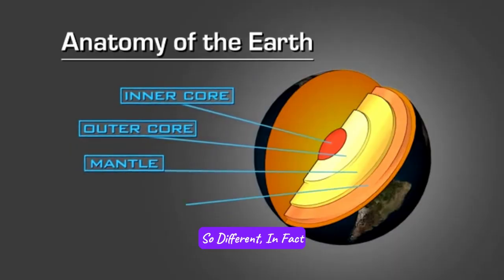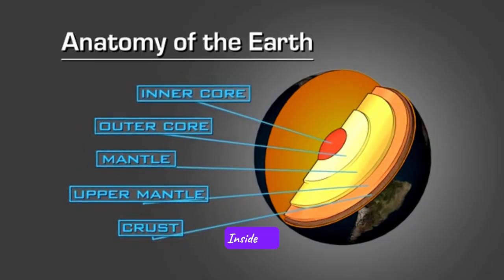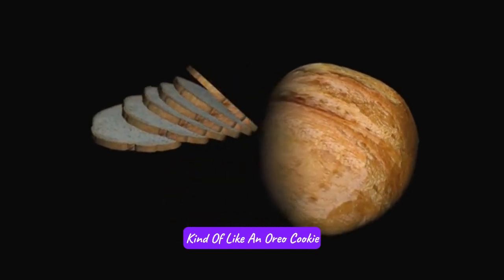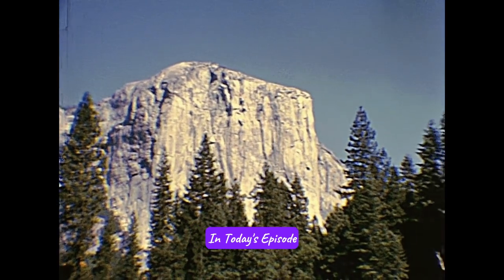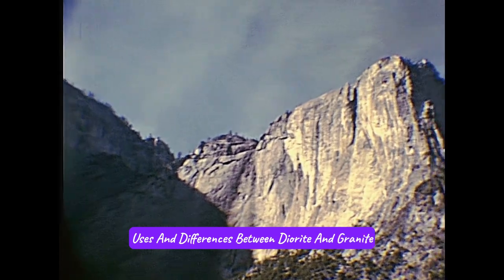So different, in fact, that scientists use them to help determine if the Earth's interior has been turned inside out, kind of like an Oreo cookie. In today's episode, we are going to look into the properties, uses, and differences between diorite and granite.